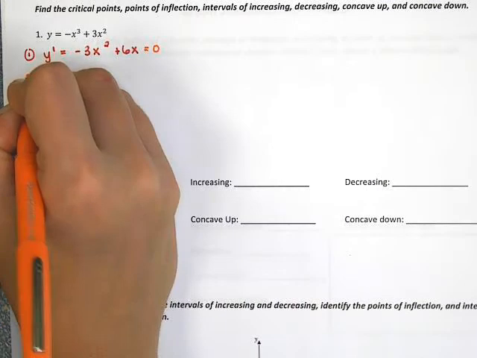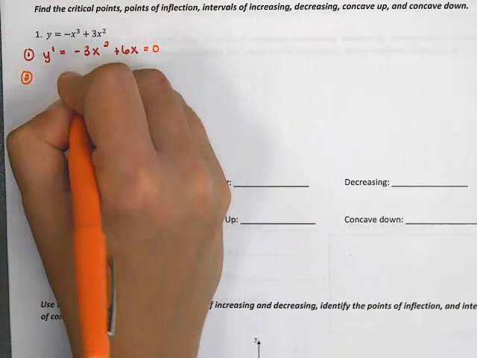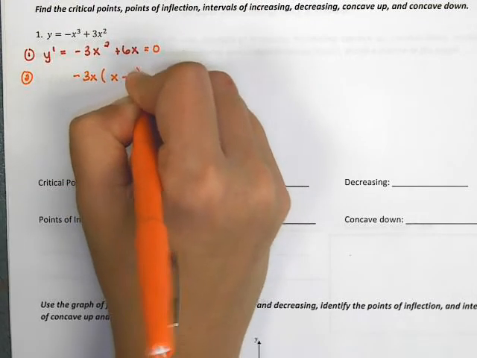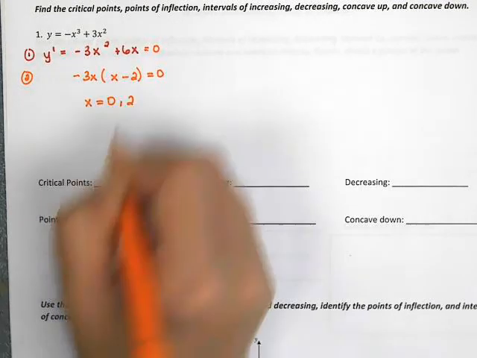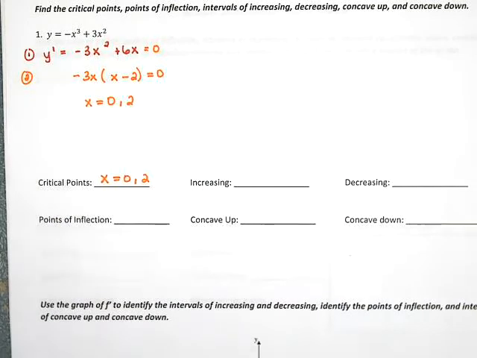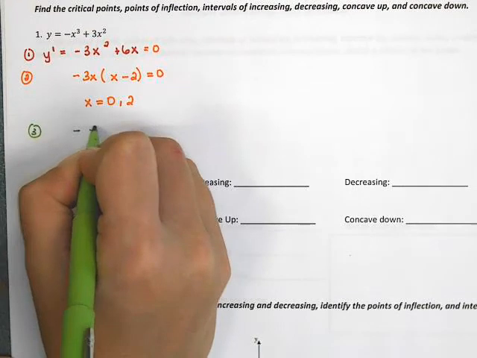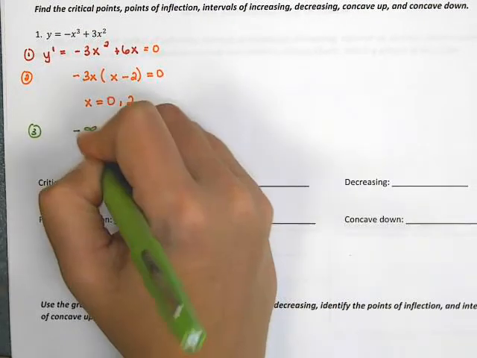So step 2 would be to figure out where the critical points are, or in other words, where your derivative equals 0. If I factor out a negative 3x, I would get x minus 2 equals 0. So x would equal 0 or 2. In order to figure out where my graph is increasing or decreasing, I would make a chart. So I would start with negative infinity, 0, 2, and positive infinity.